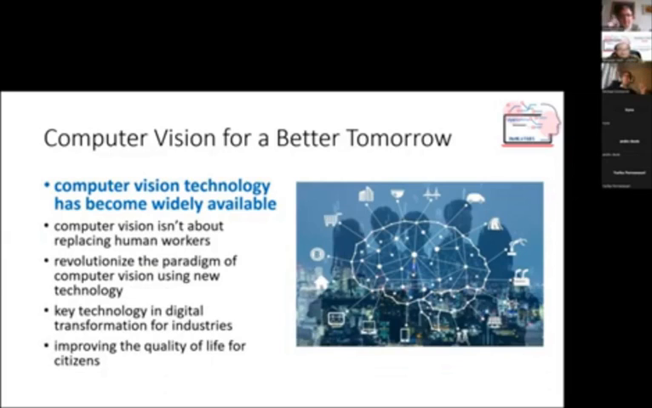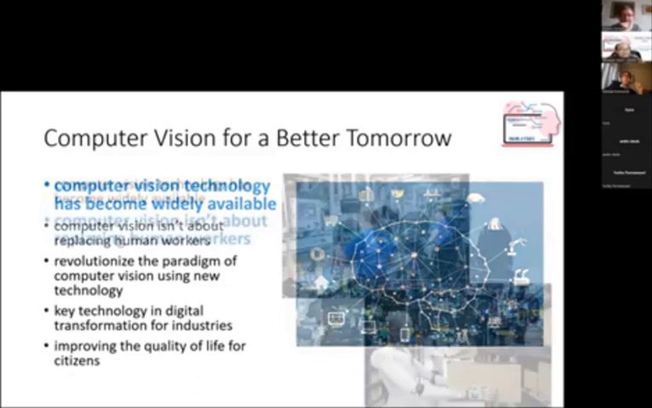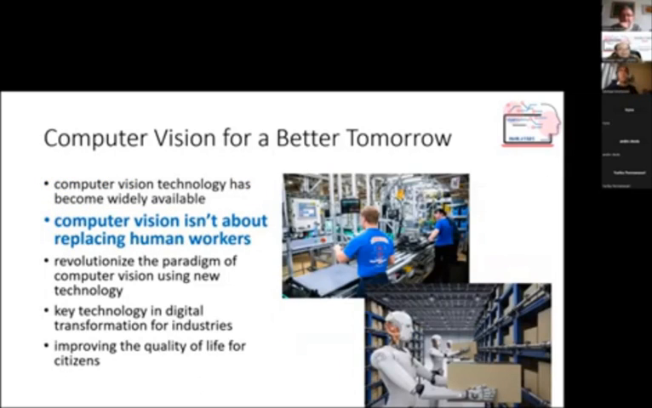Once again. So computer vision technology has become more widely available. Computer vision is not just about replacing human workers. In the 1950s, this question, if a machine could think like humans, now has become a reality. The big question is, will computer vision make human workers obsolete?